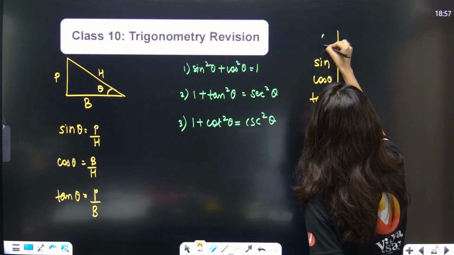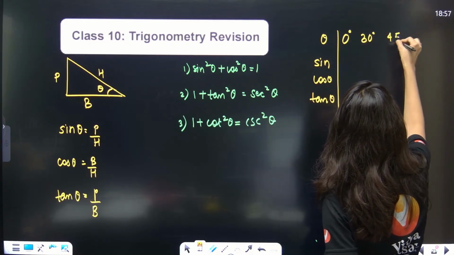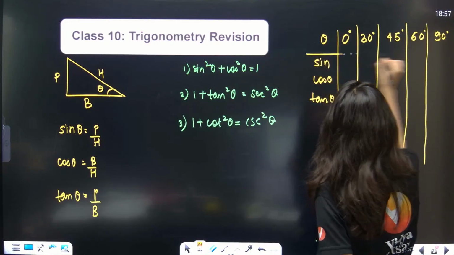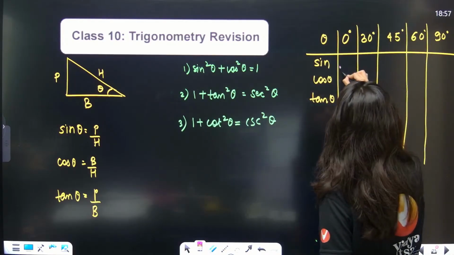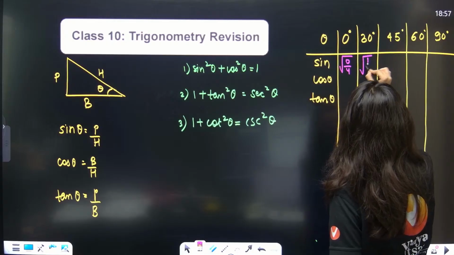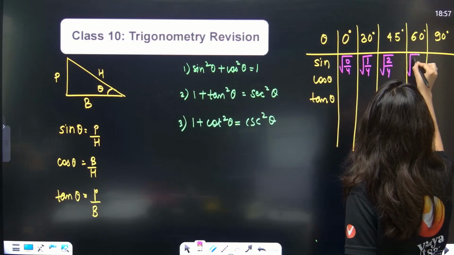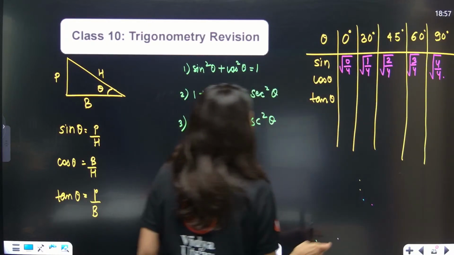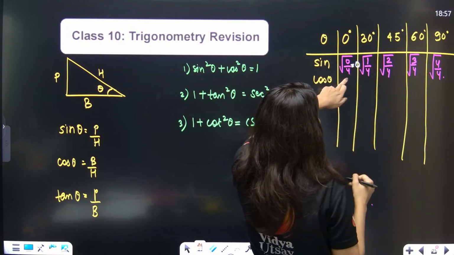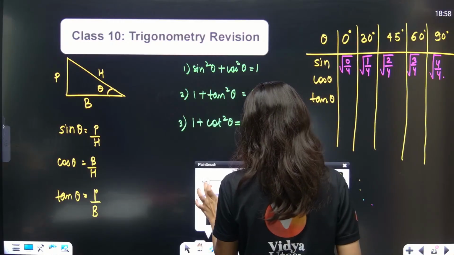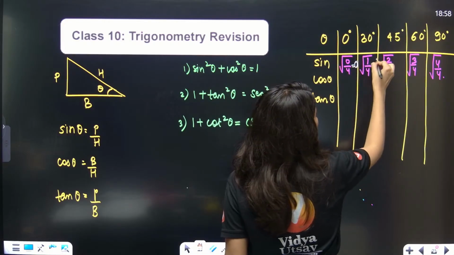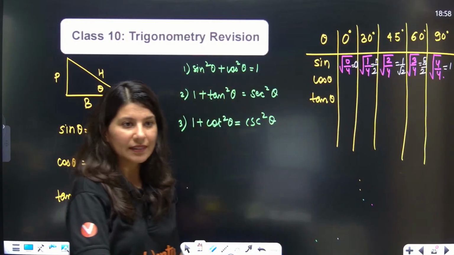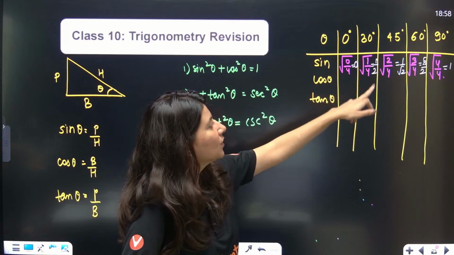Then after that, do you remember that trigonometric table, sin theta, cos theta, tan theta, for the specified angles: 0 degree, 30 degree, 45 degree, 60 degree, 90 degree? Sin theta: square root 0 by 4, square root 1 by 4, square root 2 by 4, square root 3 by 4, square root 4 by 4. This is how we remember. So sine 0 degree is 0, 1 by 2, 1 by root 2, root 3 by 2, 1. This is how we get it.